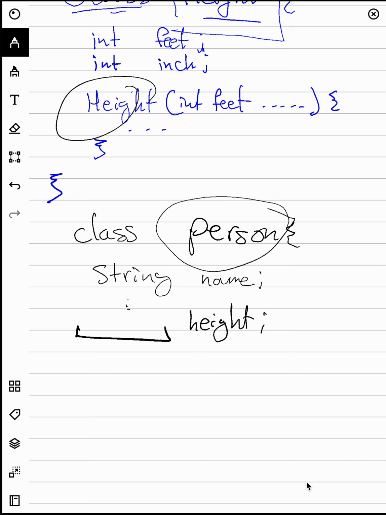Does it work if we write this dot height? So this dot height would be in the constructor, right? But how do we call it from another class? So we can just say height.